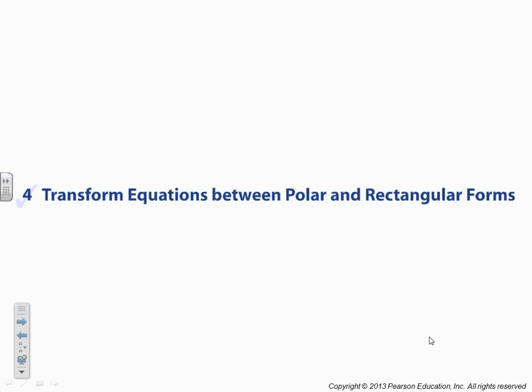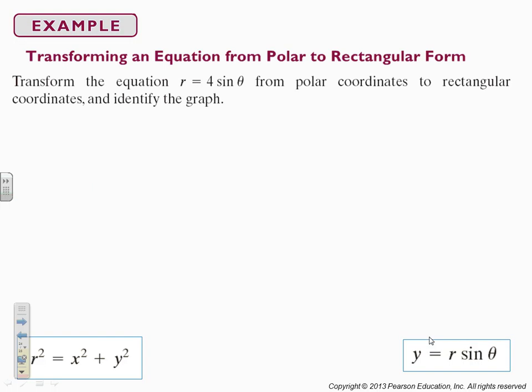All right. Transform equations between polar and rectangular form. So we were doing coordinates, now we're going to do equations. We're going to use these properties: r squared equals x squared plus y squared, and y equals r sine theta. And we reserve the right at any moment to use x equals r cosine theta. So we're going to transform this equation, r equals 4 sine theta, from polar coordinates to rectangular coordinates, and identify the graph.